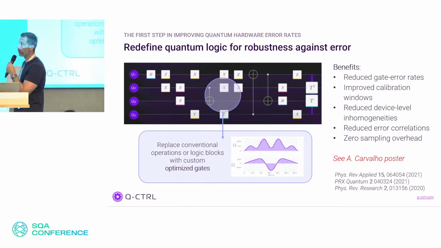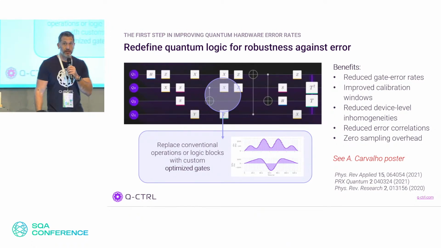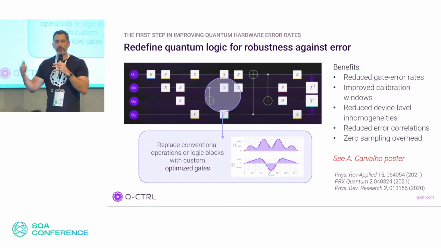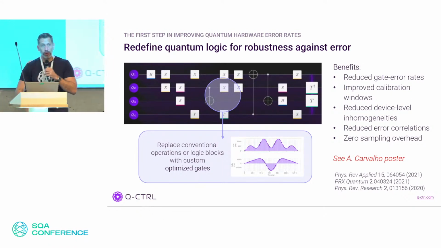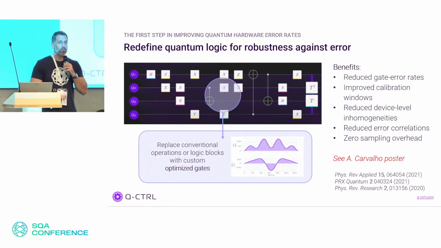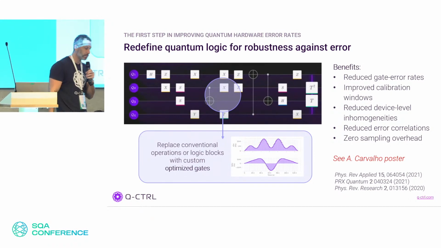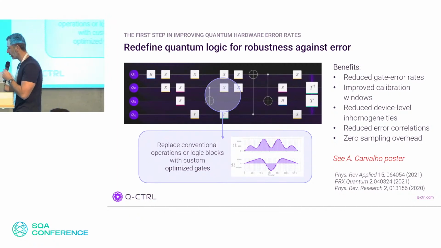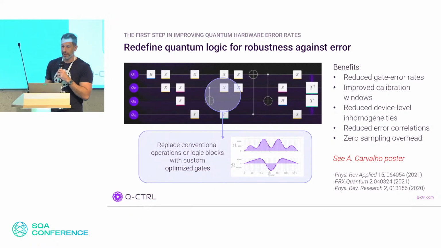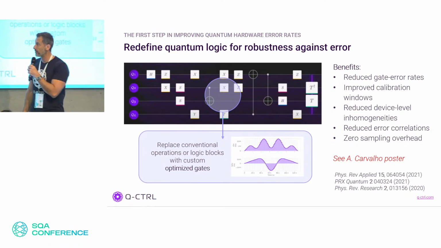You can reduce error correlations. That is, the statistical properties of the residual errors can be changed by this virtualization process, if you will. And quite importantly, this technique and all the other techniques I'll talk about today have zero sampling overhead. You don't have to repeat the same circuit 20 or 50 or 100 times and then average in order to get error suppression. You just implement these controls and the errors are less likely to occur. Now, I have on here see Andre's poster, but really at this point it means go and talk to Andre because the poster was yesterday.